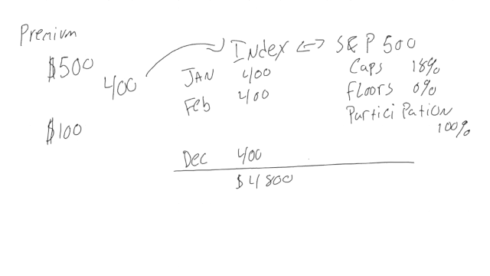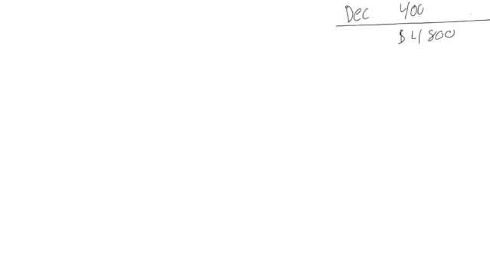So let's take a look at what that actually means over the last 5 years. So starting in 2021, the market grew by 27%. And then in 2022, the market dropped by 20%. And then in 2023, we grew by 24%. 2024, we had another growth of 24%. And then in 2025, we grew by 16%.